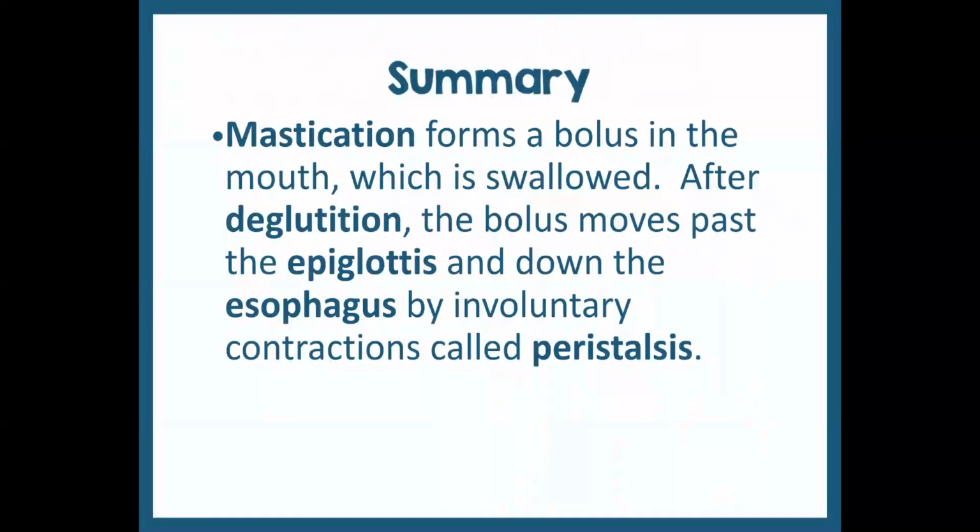So to sum up, mastication, which is just chewing, forms a bolus, the lumped up food, in your mouth, which is swallowed. And after deglutition, the bolus moves past the epiglottis and down the esophagus by an involuntary contraction or sets of contractions called peristalsis.